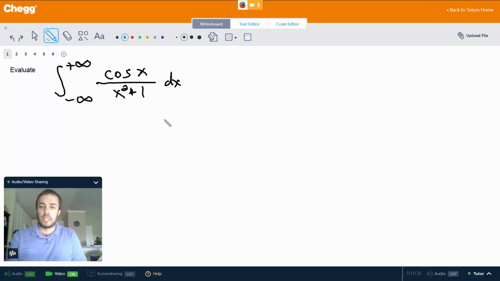And in this video, we're going to do an example of contour integration. Contour integration is a technique in complex analysis that helps us evaluate definite integrals that we otherwise might not be able to evaluate. Here we want to evaluate the integral from minus infinity to positive infinity of cosine of x divided by x squared plus 1 dx.